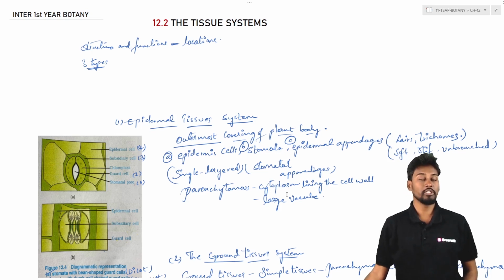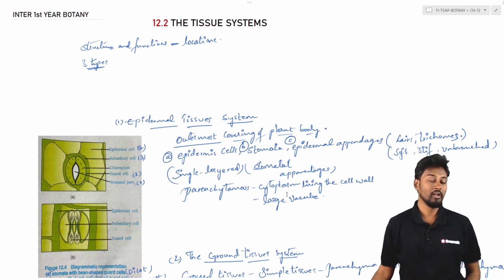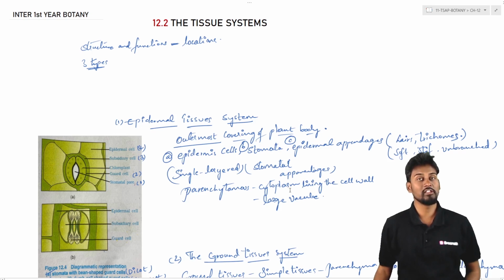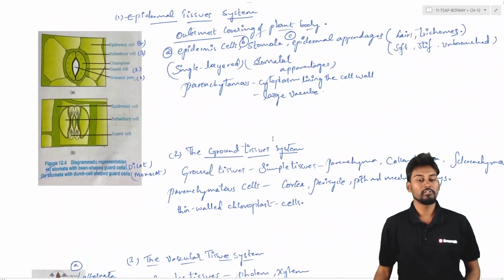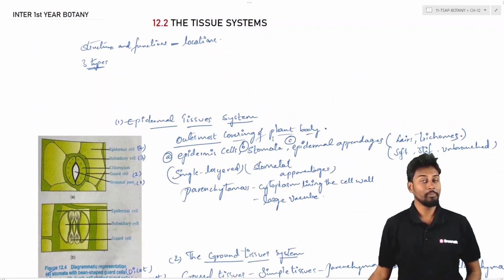సో దీంట్లో మనం టిష్యూ సిస్టమ్ అనేది 3 రకాలు ఉంటుంది. ఒకటి ఎపిడర్మల్ టిష్యూ సిస్టమ్, రెండోది వచ్చేసి గ్రౌండ్ టిష్యూ సిస్టమ్, and also మూడోది వచ్చేసి వాస్కులర్ సిస్టమ్. So these are the 3 systems which are generally observed in case of plants. So first one is about the epidermal, second one వచ్చేసి ground tissue, and మూడోది వచ్చేసి it's about the vascular tissue. So first we are going to discuss about the epidermal tissue system.